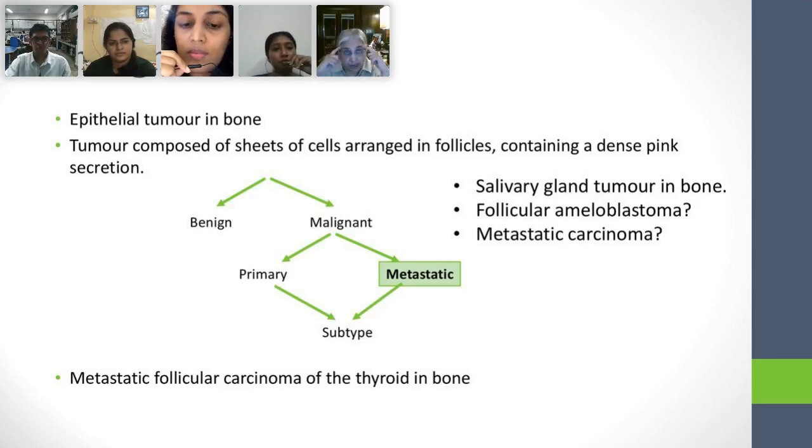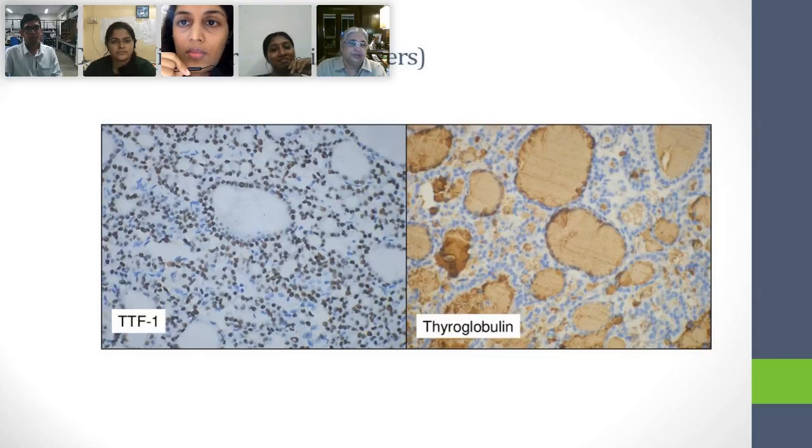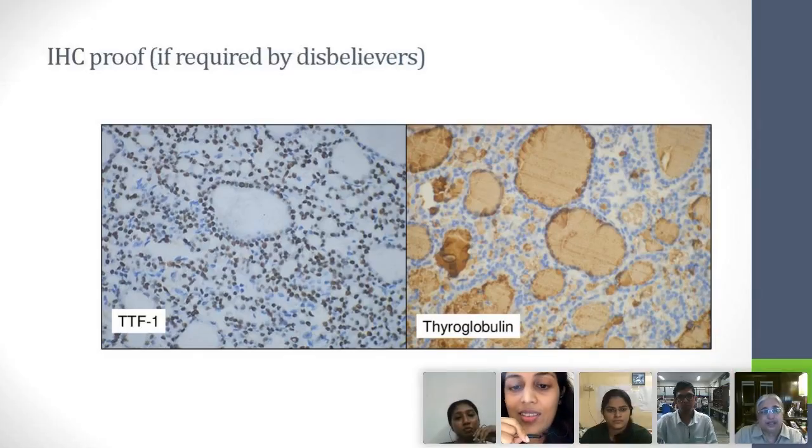It just requires not to call them glands. That's number one. Otherwise, you wouldn't reach the diagnosis of follicular carcinoma in bone. And just in case there are disbelievers, I could show you thyroglobulin and TTF. We don't need to do that, for God's sake. This is metastatic follicular carcinoma in bone.